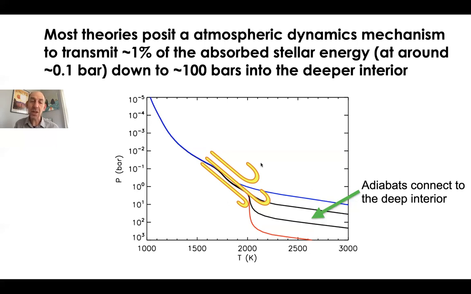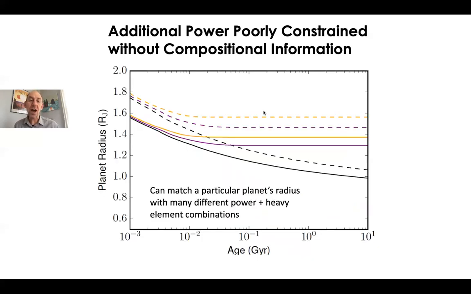And so the yellow here is supposed to be a cartoon of some fraction of the parent star's energy getting transmitted into the deep atmosphere. And there's a variety of mechanisms suggesting how this might be possible. And so if you are able to do that, you can stall the contraction of a planet.